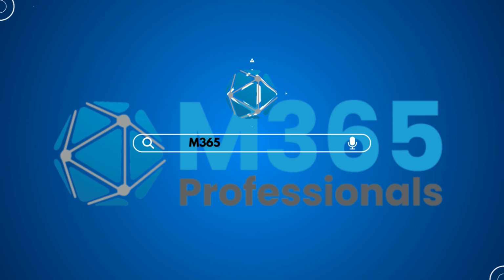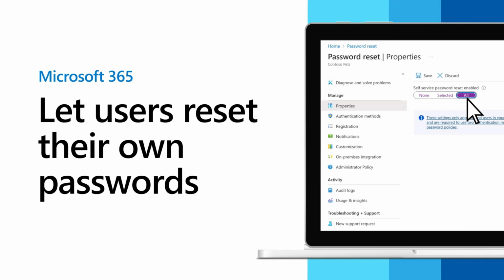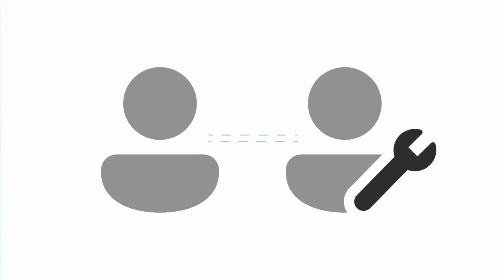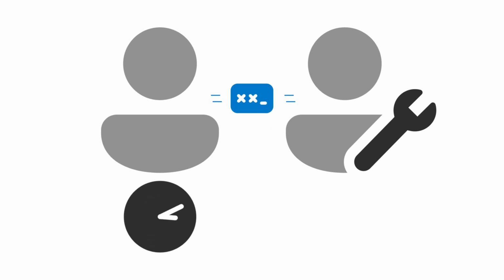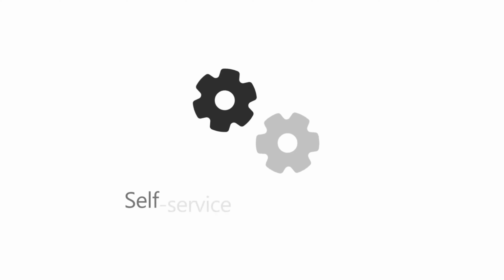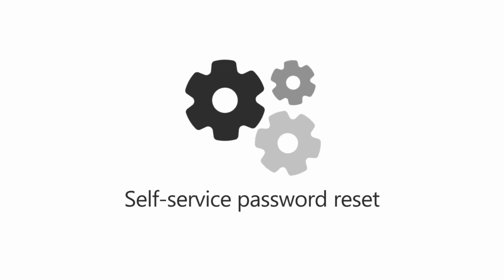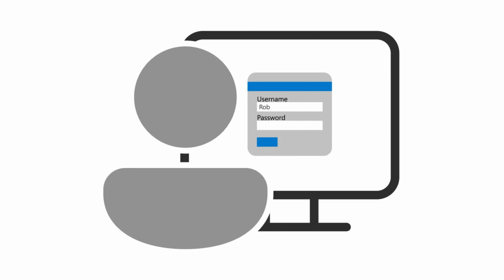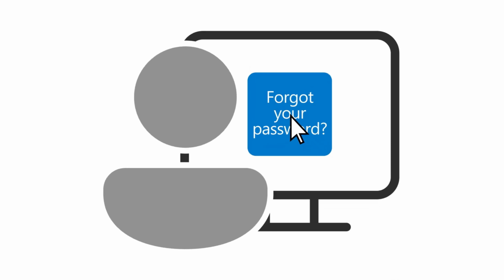Welcome to M365 Professional. It's common for employees to forget their password, which means they have to contact an admin to reset it. This is time-consuming for both the employee and the admin. To avoid this, admins can set up self-service password reset in Microsoft 365. This will allow employees to reset their password if they forget it. Here's how to set it up.